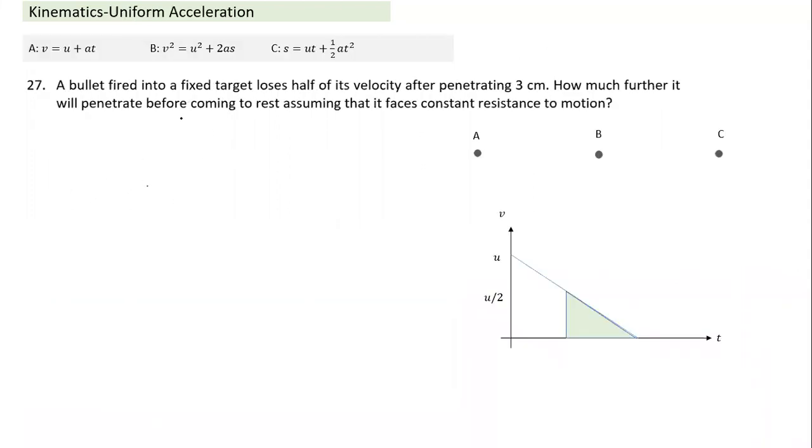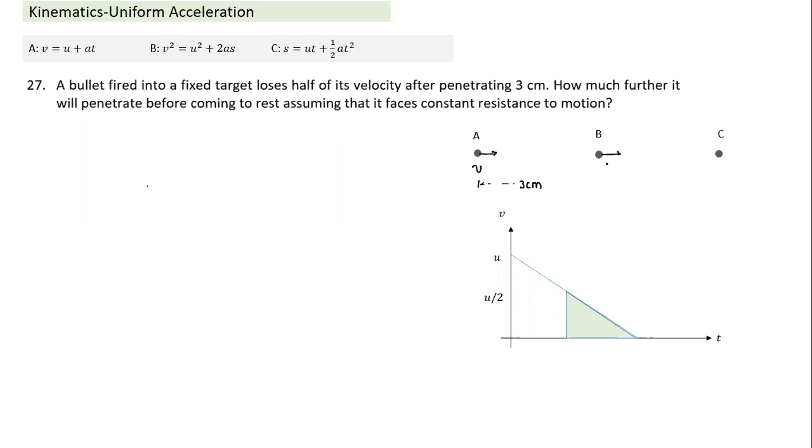Plus, these are some easy questions, and I have given some figures also. This question we can also solve using a graph. See, a bullet fired into a fixed target loses half its velocity after penetrating 3 centimeters. So this is a bullet here. It starts with some velocity, and from A to B, by the time it reaches B, which is 3 centimeters, it loses half the velocity.